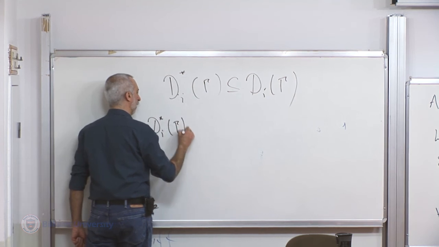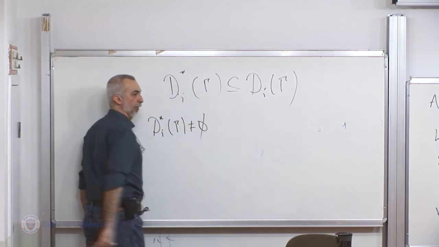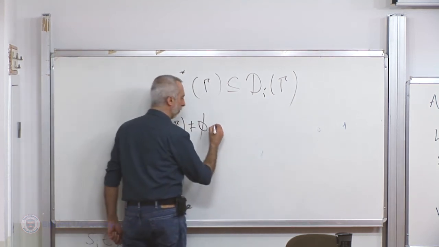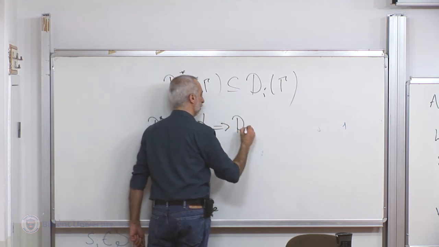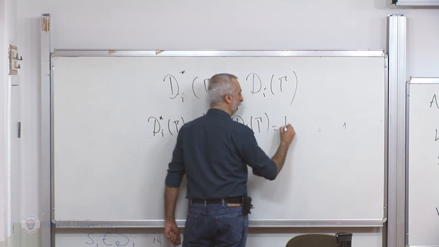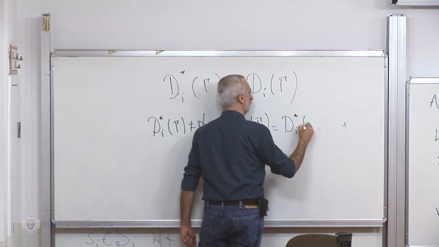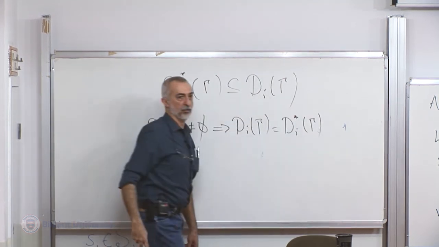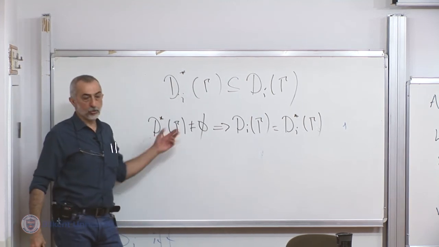whenever a player has a strictly dominant strategy, then the set of dominant strategies of player i is equal to the set of strictly dominant strategies of player i. Which is also something good.